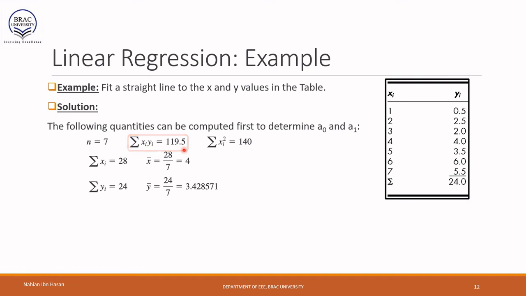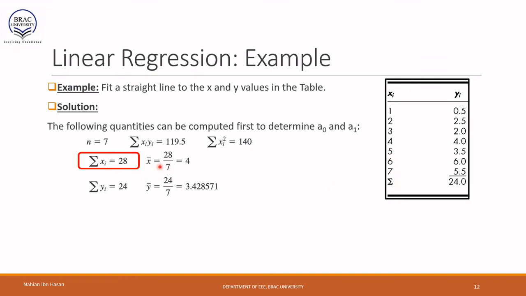Next, we need to determine the summation of xi square. That means we are given all the xi terms, we take the square of each of these xi and then take the summation. That means 1 square plus 2 square plus 3 square plus 4 square up to 7 square. We take the summation and then we get the value 140. Then we take the summation over xi, which means to take the sum over all of these. That means 1 plus 2 plus 3 plus 4 plus up to 7. So we take the summation and we get the value 28.